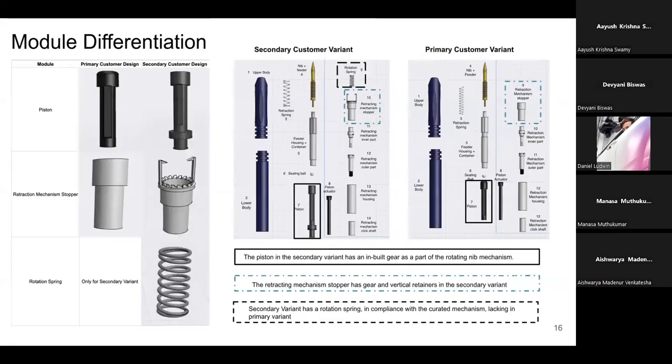Coming to the module differentiation, the piston and the retraction mechanism stopper in the primary customer design and secondary customer design are different in terms of the presence of gears to facilitate the rotating nib mechanism. Additionally, as can be seen, the retraction mechanism stopper has vertical retainers to prevent the spring from spilling out of the mechanism. Additionally, the rotation spring is present only in the secondary customer design.